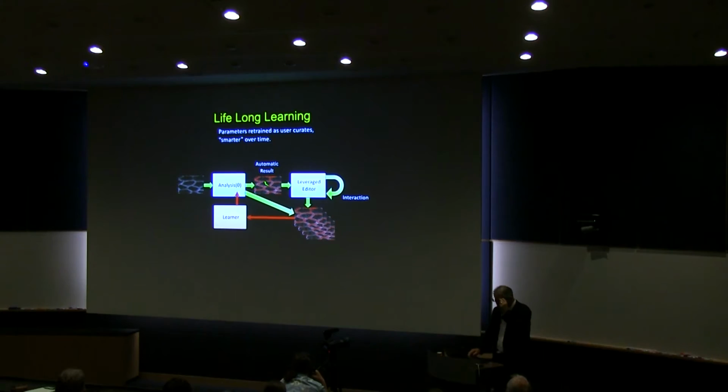And so I have a learner that looks at your ground truth and says, I want to adjust the parameters of these things so that I get this. And guess what? That means as you curate, the system gets better. I'm still hoping to pull that off because I think that'd be really cool. Wouldn't you like that? A computer program that gets smarter as you work with it? That's the idea.